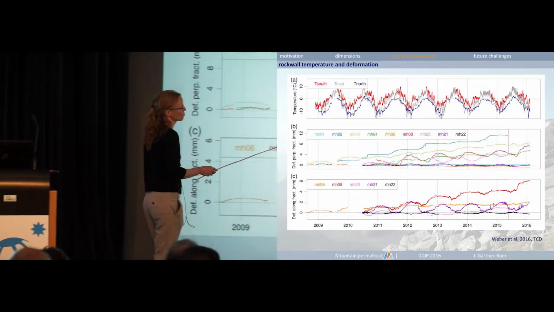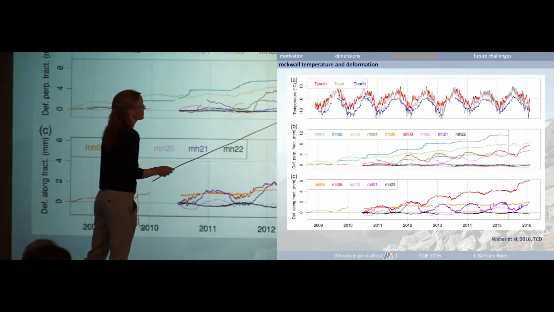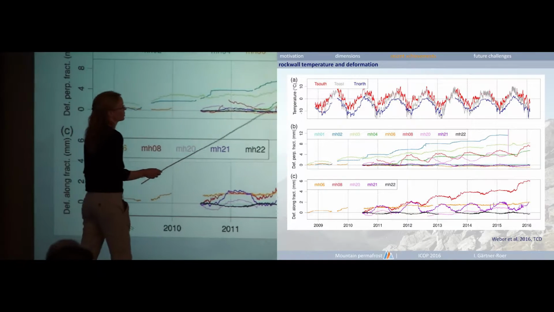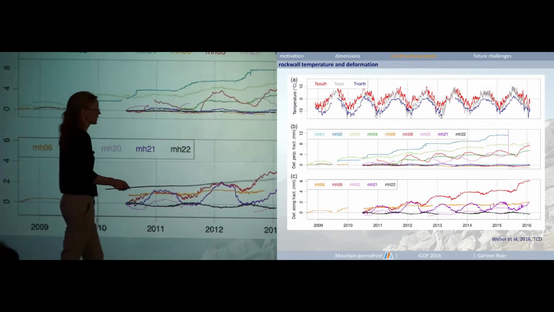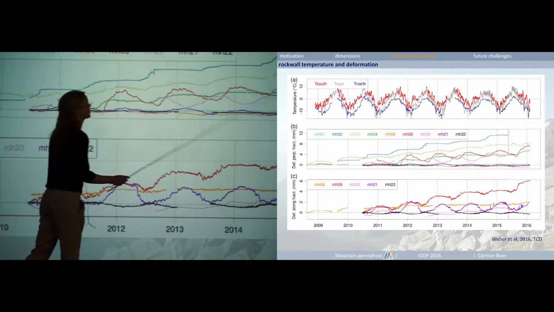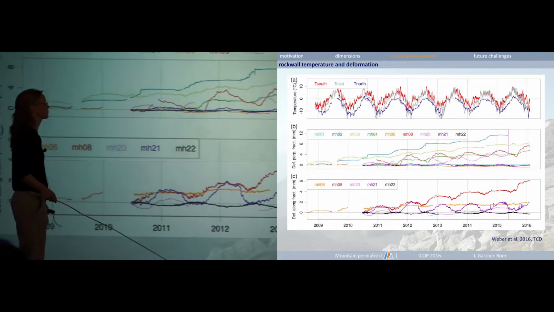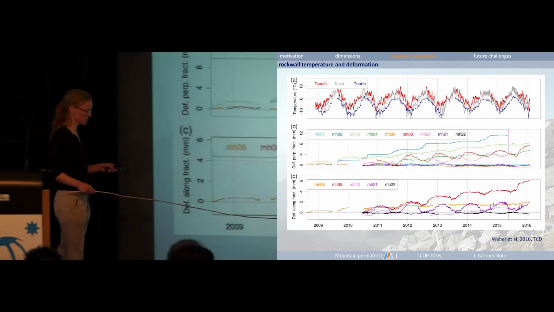Some of them show more or less no development. Some show the annual cycle, but go back every time. And some show development in the opening of the fracture, which is nicely visible here.